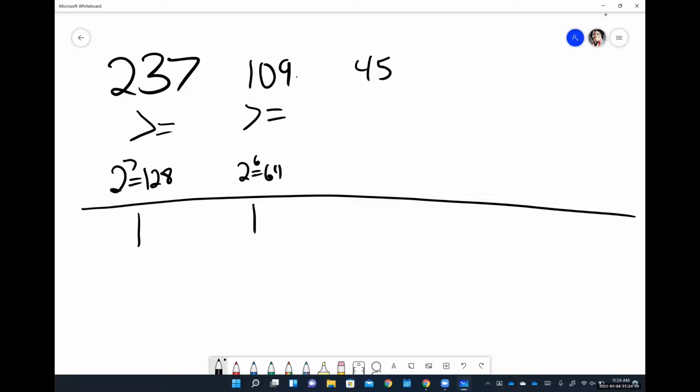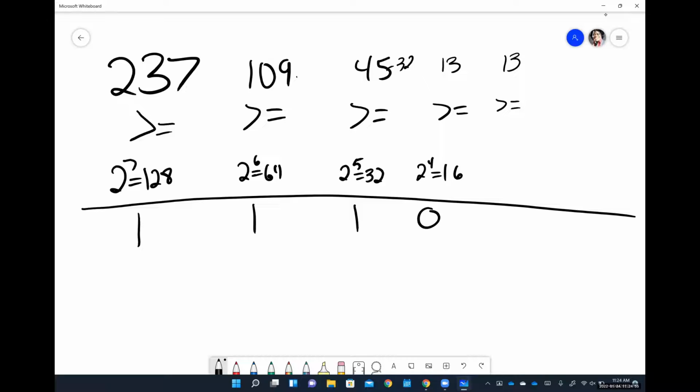If my math is wrong, please correct me. The next number is 2 to the power of 5, which is 32. Is 45 greater than or equal to 32? Yes. We put down a 1. Subtract 32. That is 13. Is 13 greater than or equal to 2 to the 4, which is 16? No. 0. And we just pull 13 over.